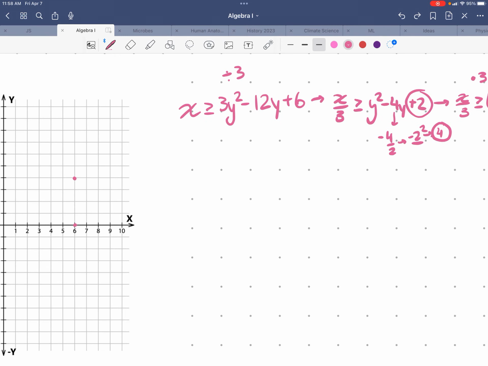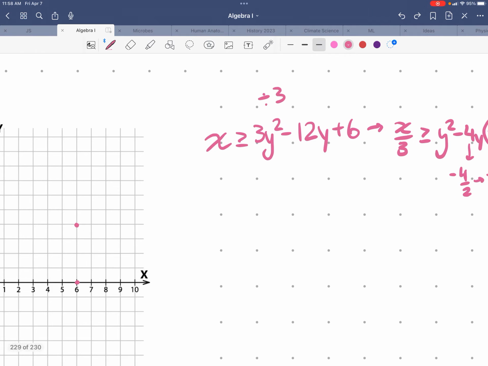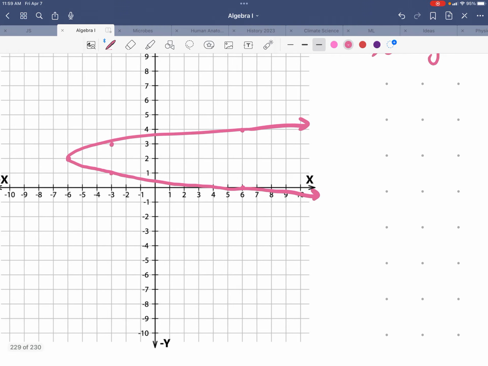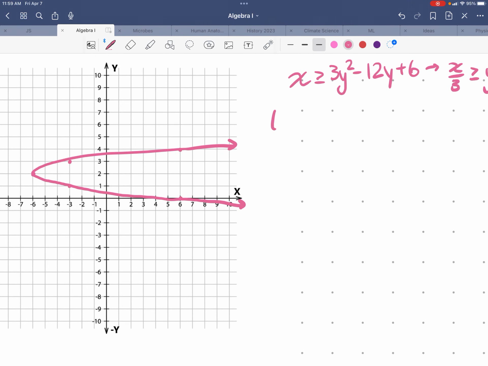Oh, and now we need to decide what kind of line to use. And since our inequality uses greater than or equal to, we'll use a solid line. And that is done. Let me go to the edges of the graph. There. And now to decide where to shade, let's pick a point. I'll use -7, 0.